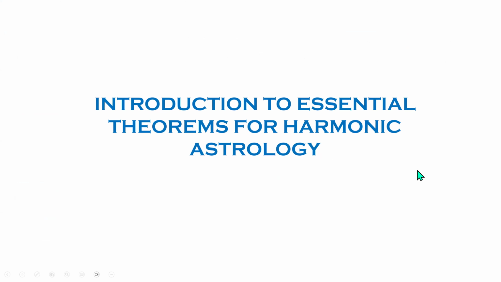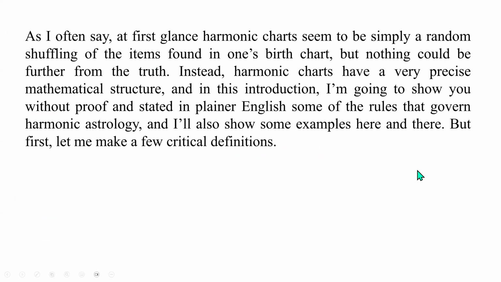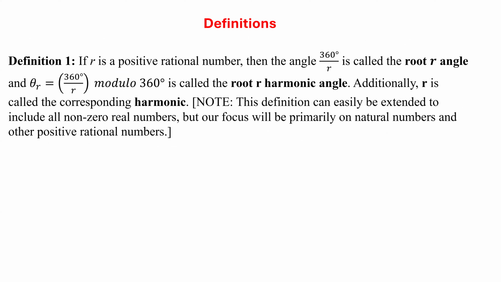Introduction to Essential Theorems for Harmonic Astrology. As I often say, at first glance, harmonic charts seem to be simply a random shuffling of the items found in one's birth chart, but nothing could be further from the truth. Instead, harmonic charts have a very precise mathematical structure, and in this introduction, I'm going to show you without proof, and hopefully stated in plainer English, some of the rules that govern harmonic astrology. I'll also show some examples here and there. But first, let me make a few critical definitions.